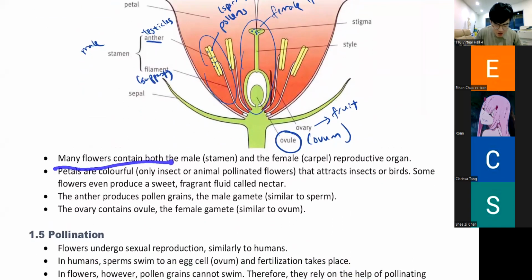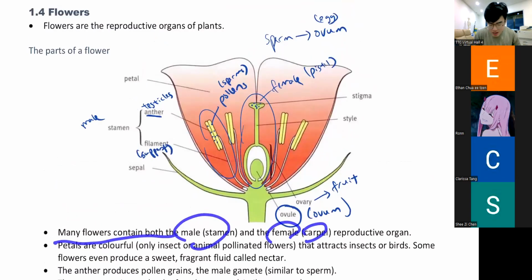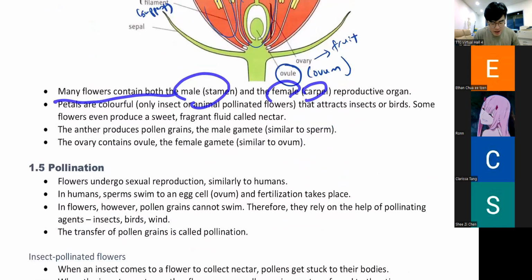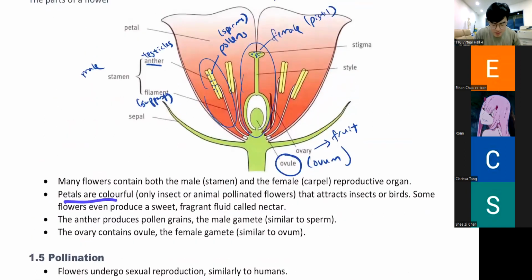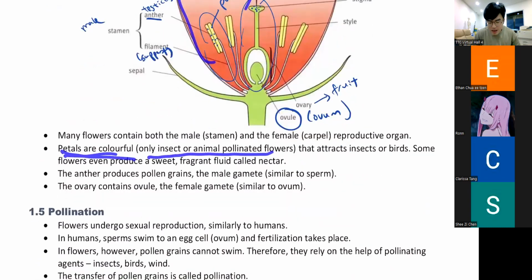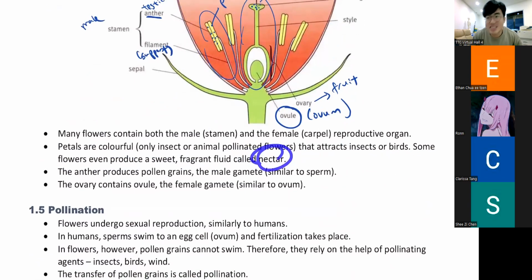So most flowers contain the male stamen and the female part, some call it the carpel, some call it the pistil. Then petals are the colorful ones. Only insect or animal pollinated flowers attract insects or birds. Some flowers even produce a sweet, fragrant fluid called nectar. Okay, Ian. So nectar is the honey lah.